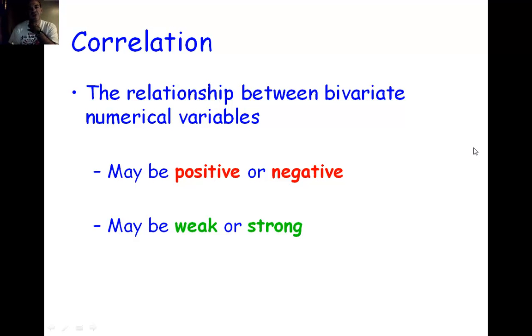So the relationship between bivariate numerical variables, and this is the key here, they have to be numerical or quantitative, when we talk about correlation, the correlation between two variables. These correlations may be positive or negative. In the previous example we just saw between height and weight, that was a positive relationship, and then it may be weak or strong. So that relationship in the previous example was kind of strong because all those points roughly made a line.